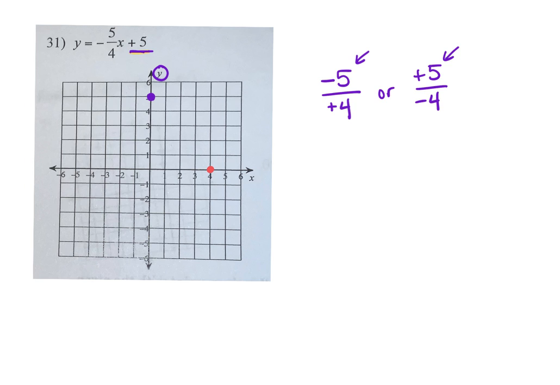And a quick check is if I have a negative slope, then from left to right, my line should be going down. And so if you have done your second point and you have a negative slope and your line is going up, you did your slope wrong. Okay, so it's a really quick check on did I do this correctly.